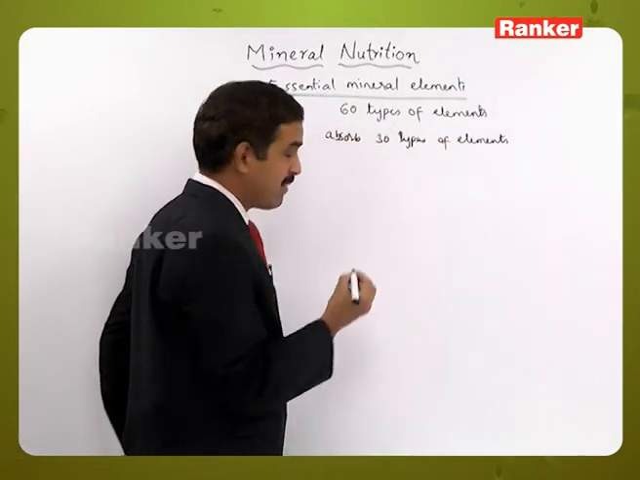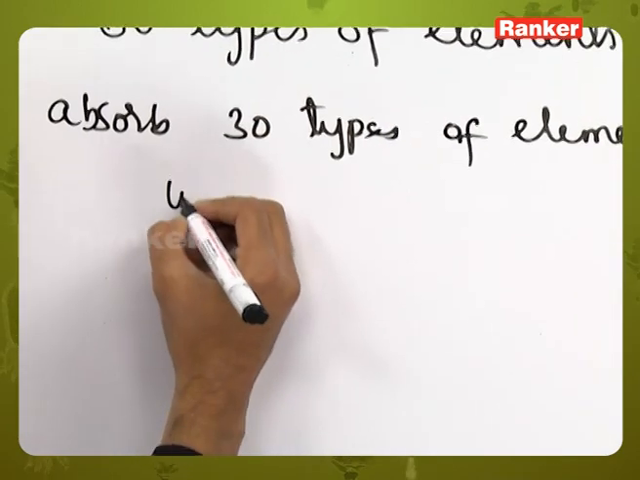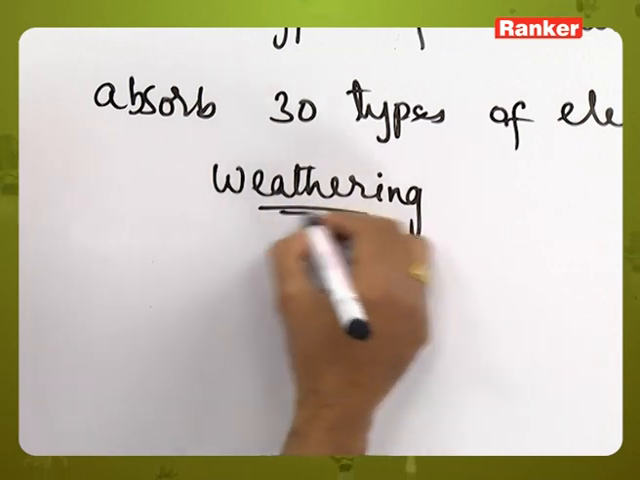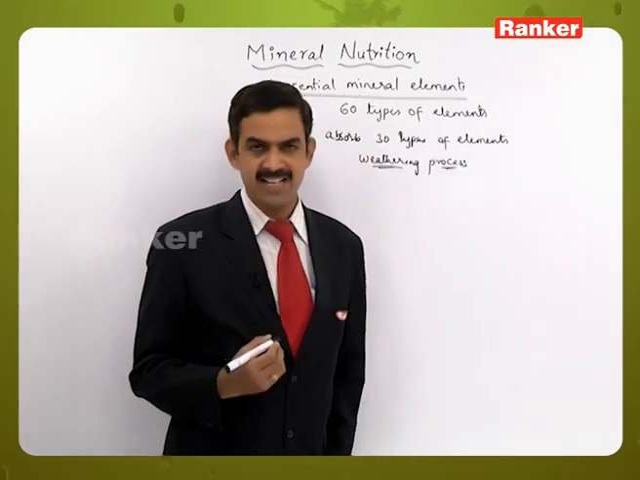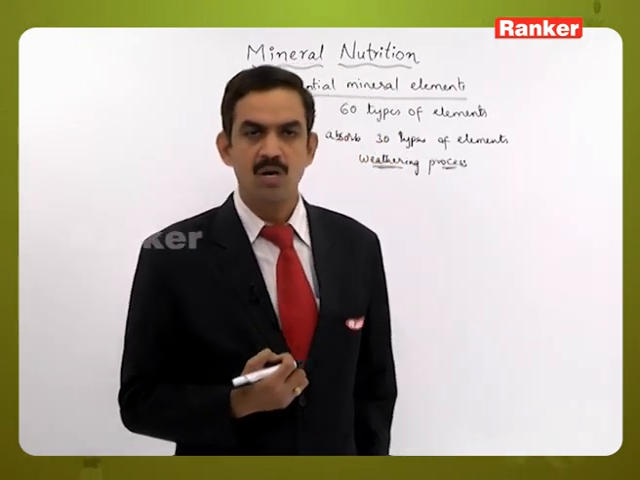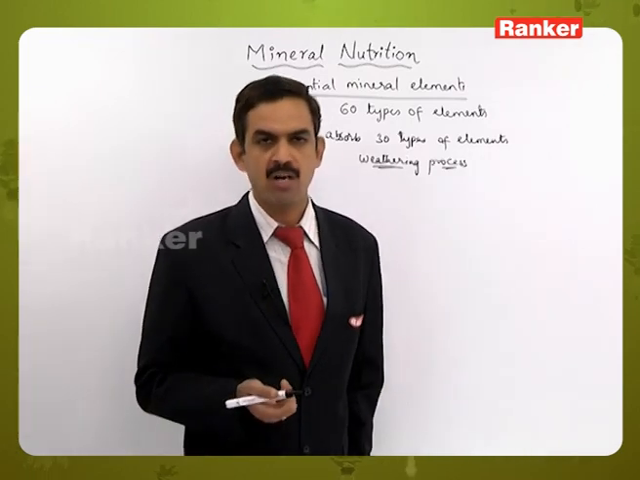So how are these elements formed in the soil? Here these elements are formed by a process called weathering. The weathering process will help in the formation of the mineral elements in the soil, and these minerals are absorbed by the roots or root hairs, and are required for various metabolic functions.